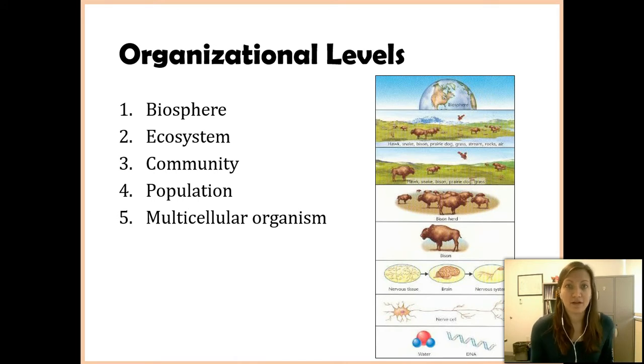So in this list of organization levels, it goes from the highest to the lowest. So our biggest classification is the biosphere, and we'll talk about each of these individually. Next step down would be an ecosystem. This is probably a term that you've heard of before, as well as community and population. These are words that we use kind of out in the real world, whether or not we apply it to biology. And then finally, our lowest level of biology is a multicellular organism. So essentially studying an individual species, looking at, in this example, a bison or even a human. So let's talk about each of these individually.